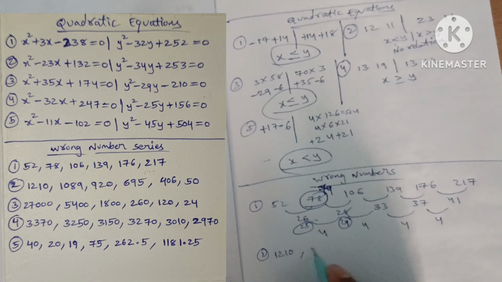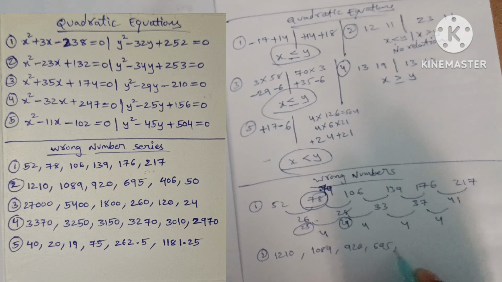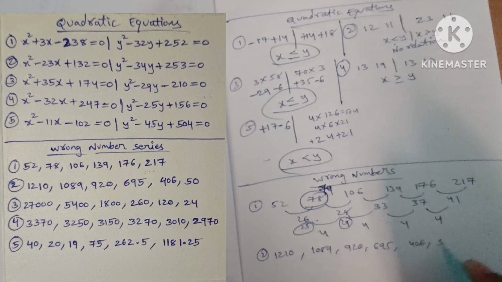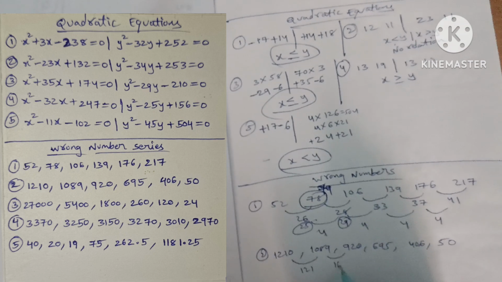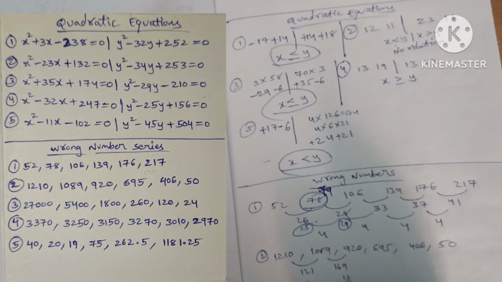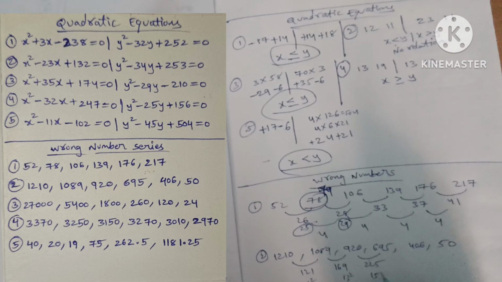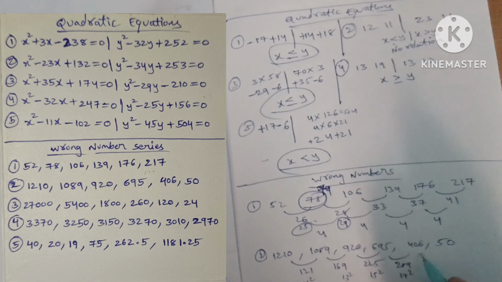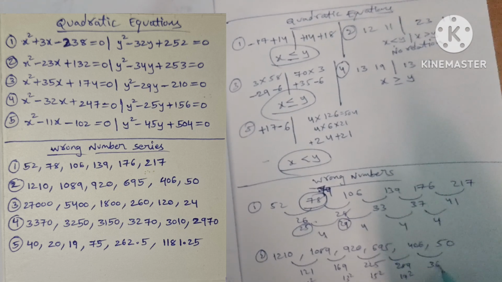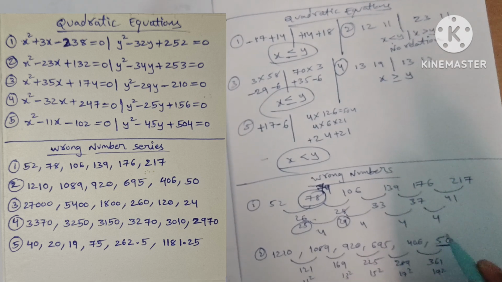Second question: 1210, 1089, 920, 695, 406 and 50. Here the difference is 121, here the difference is 169, 11 square, 13 square. Here the difference is 225, which is 15 square. 289, 17 square. Here the difference must be 19 square, 361. So this is our wrong number, and our right number is 145.